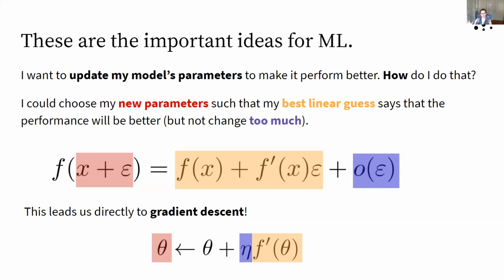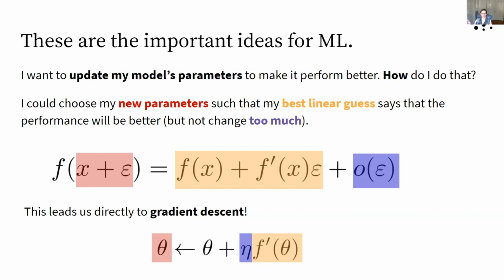It's not going to be perfect. In fact, we know that as we move further and further away, it gets worse. That's another thing that this little o of epsilon tells us. It says that the gap between these two things is going to get bigger at about the same rate that the value epsilon gets bigger. So we don't want to change it too much. That's the last piece that we can read off from this equation.